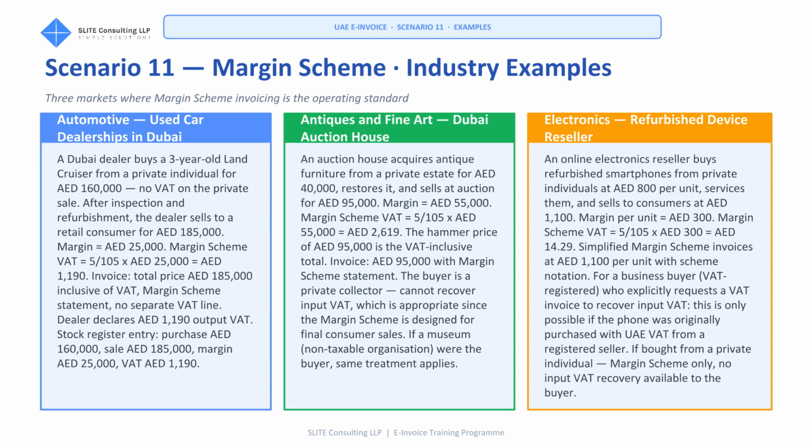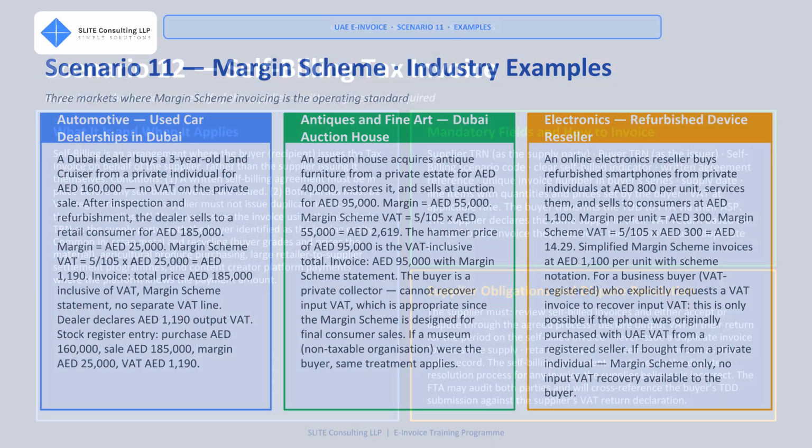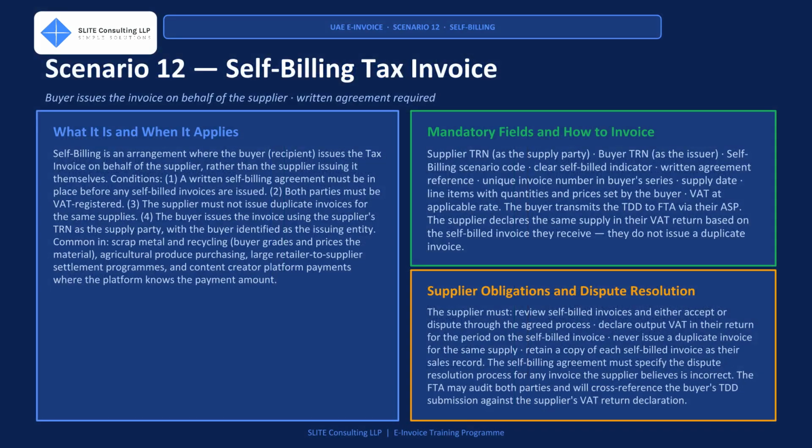Self-billing next. Scenario 12 is self-billing. The buyer issues the tax invoice on behalf of the supplier. Four conditions must be met.